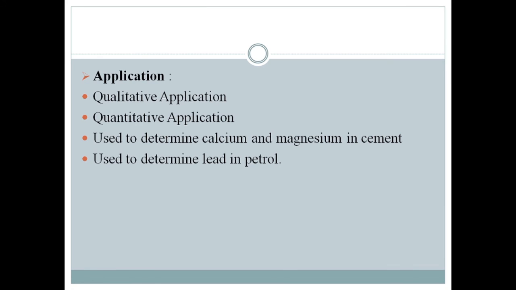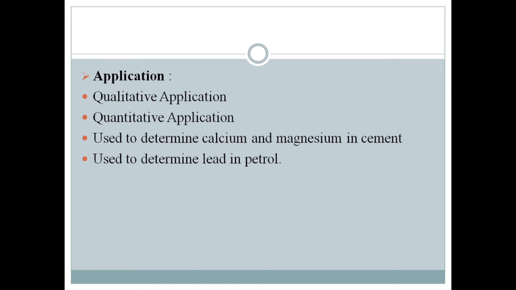So the last point of our lecture is the applications of the flame photometer. The first application is qualitative, the second is quantitative, and the third is used to determine calcium and magnesium in cement and to determine lead in petrol. First we see the qualitative and quantitative applications.